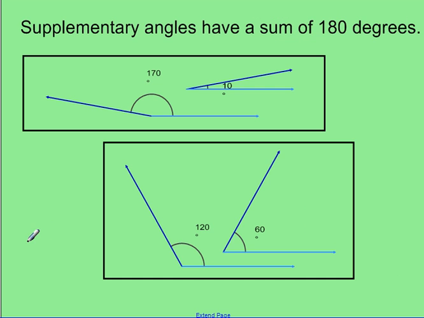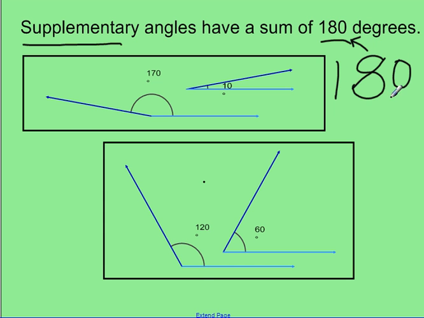We have supplementary angles now. Supplementary angles are similar to complementary angles, except instead of having a sum of 90, supplementary angles have a sum of 180 degrees. Now I have a little trick to help you remember this. Supplementary starts with S. If you draw a line through the S like this, it looks like an 8. And there's an 8 in 180 degrees.